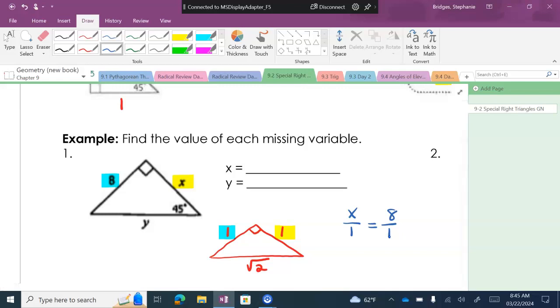Now, let's cross multiply. Remember how we did that? Start with your variable. What's x times 1? Come on, guys. X times 1. It's just 1x, right? And then we do the other product. What is 1 times 8? 8. And then I solve that for x. In this case, is there anything that I need to do? No. So what does x equal? 8.